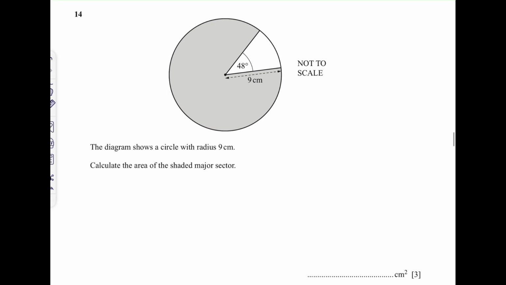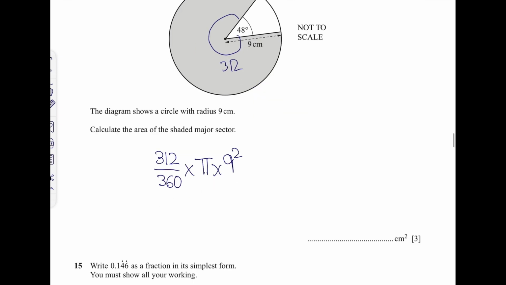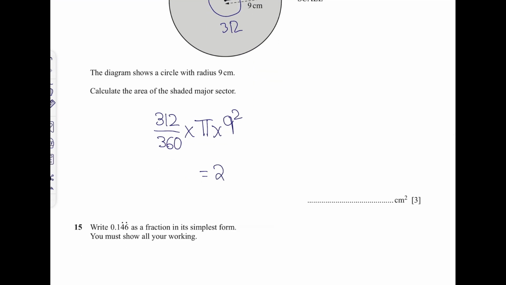Moving on. So it says the diagram shows a circle with a radius 9 cm. Complete the area of the major sector. So whenever you have the major sector, first of all you want to find the angle. Major sector means this angle. In order to find this angle, what you do is 360 minus 48, that is 312. So 312 over the total angle, which is 360, because you're not considering the whole circle, a part of the circle. And then simply apply the formula, which is pi r squared. R is 9. Just put this in your calculator: 312 over 360 into pi into 9 squared. To two significant figures, that would give you 221.